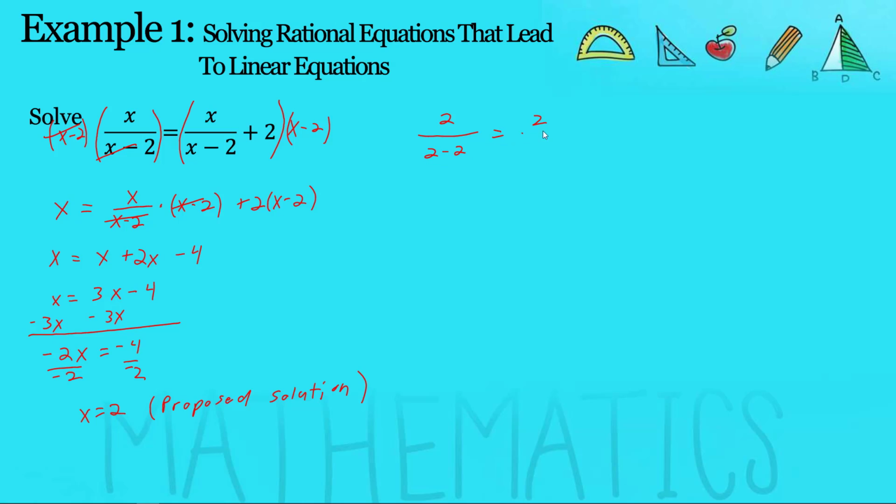Equals 2 over 2 minus 2 plus 2. Of course, that will be 2 divided by 0, which will be equal to 2 divided by 0 plus 2, since we have a 0 in the denominator here and in the denominator here. This will have to be excluded.